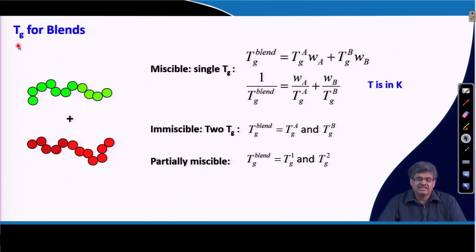Now, as we described earlier, this slide is basically repeating from my earlier lectures, where for a blend, the Tg is given by how these blends behave from their miscibility. If they are miscible, there is an average single Tg which is given by these expressions, and this is the most accurate equation which can be used. And this is the Fox equation, as I have mentioned earlier, where Tg A and Tg B are the Tg for polymer A and polymer B respectively. If they are immiscible, then we get two Tgs for the individual homopolymers, and if they are partially miscible, we still get two Tgs, but the Tgs in this blend are different, as I discussed earlier.